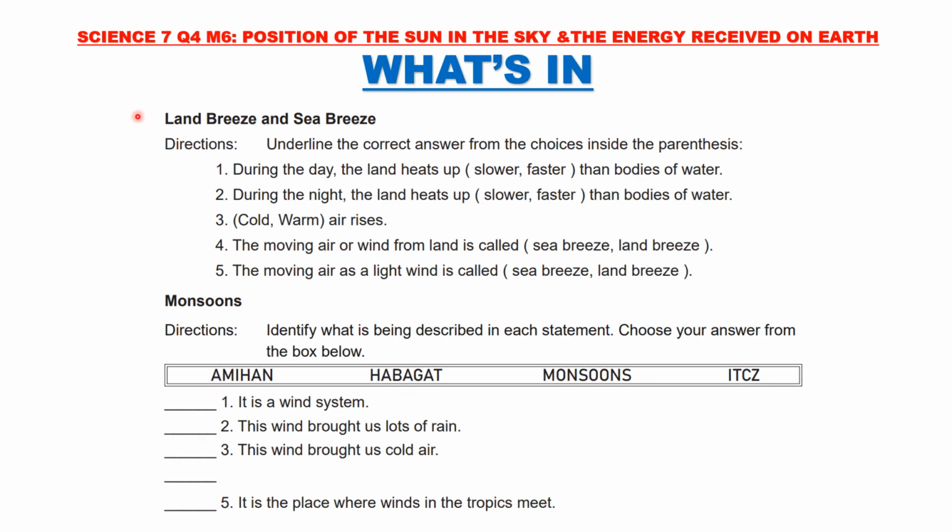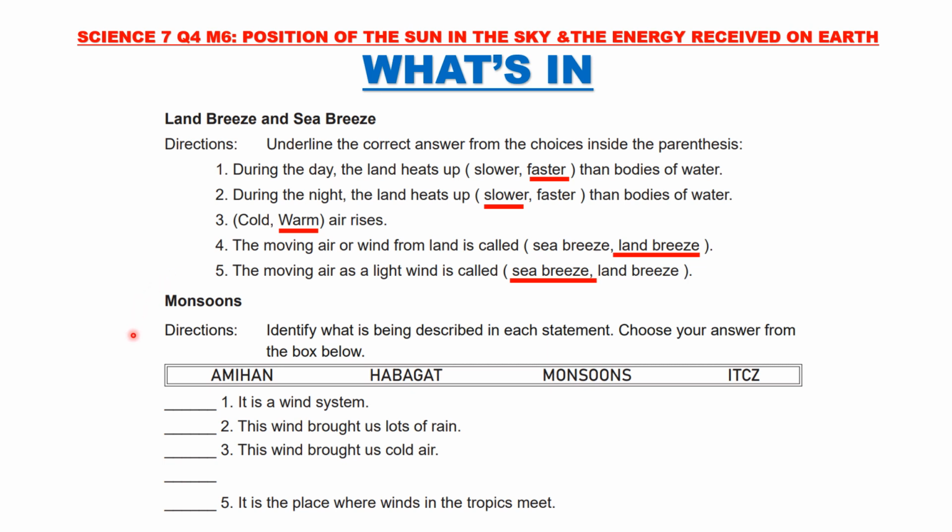Land breeze and sea breeze. Directions: underline the correct answer from the choices inside the parentheses. Number 1. During the day, the land heats up faster than bodies of water. 2. During the night, the land heats up slower than bodies of water. Number 3. Warm air rises. Number 4. The moving air or wind from land is called land breeze. Number 5. The moving air as a light wind is called sea breeze.